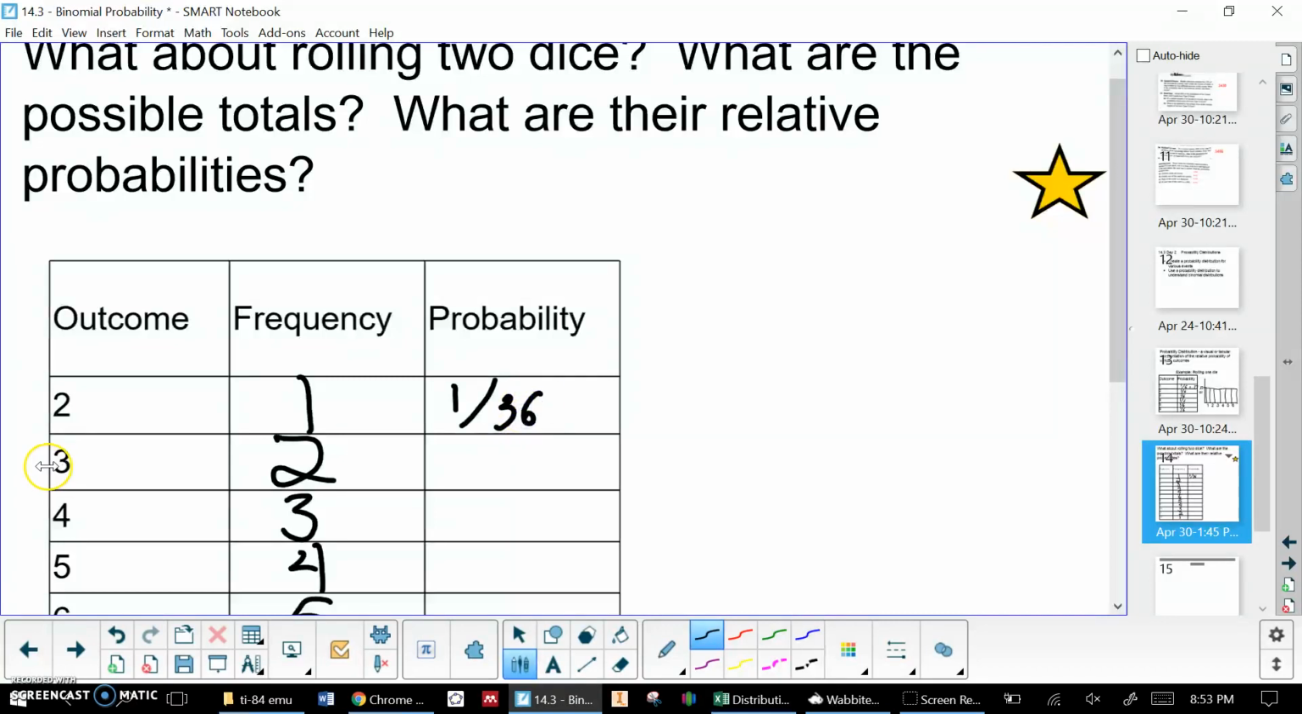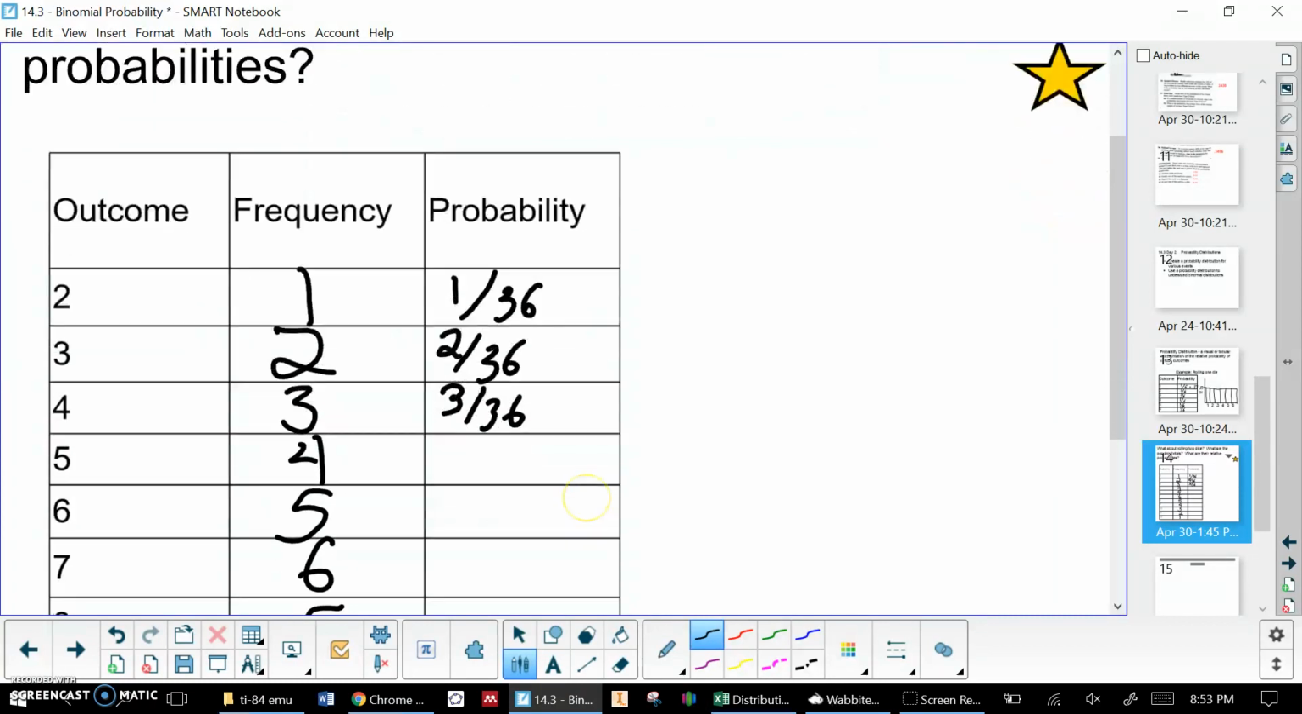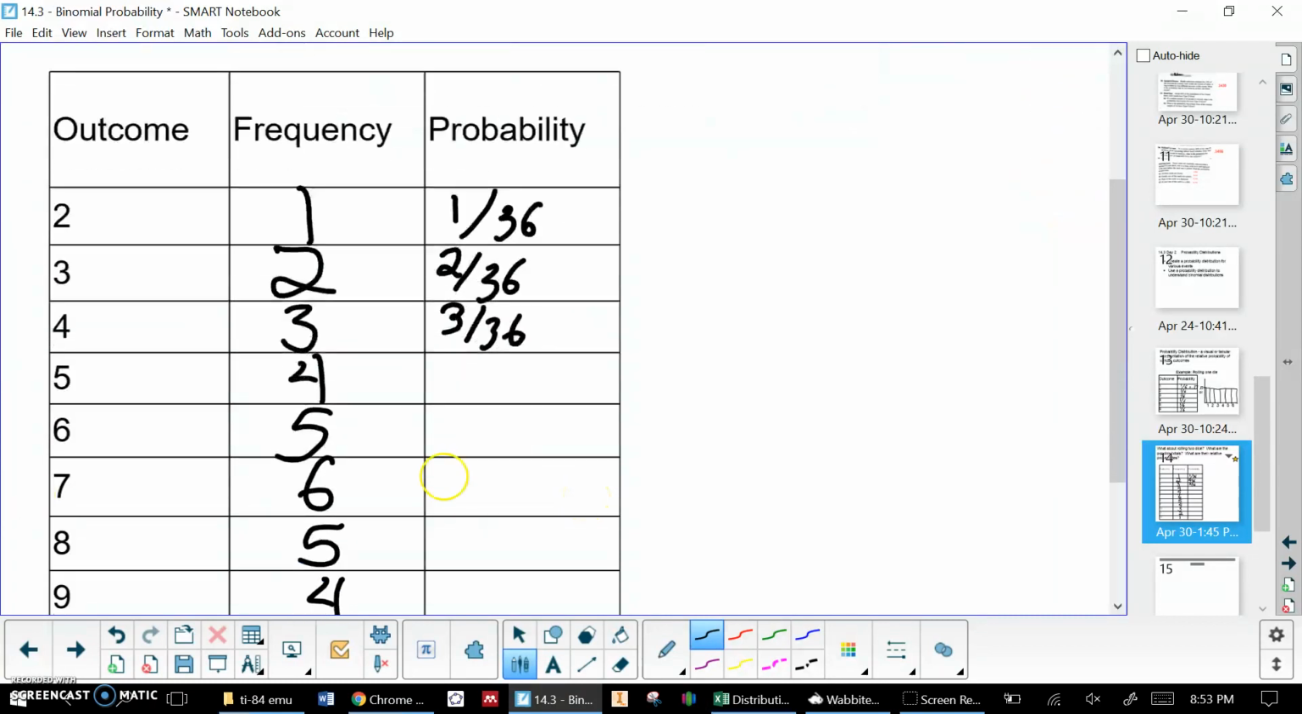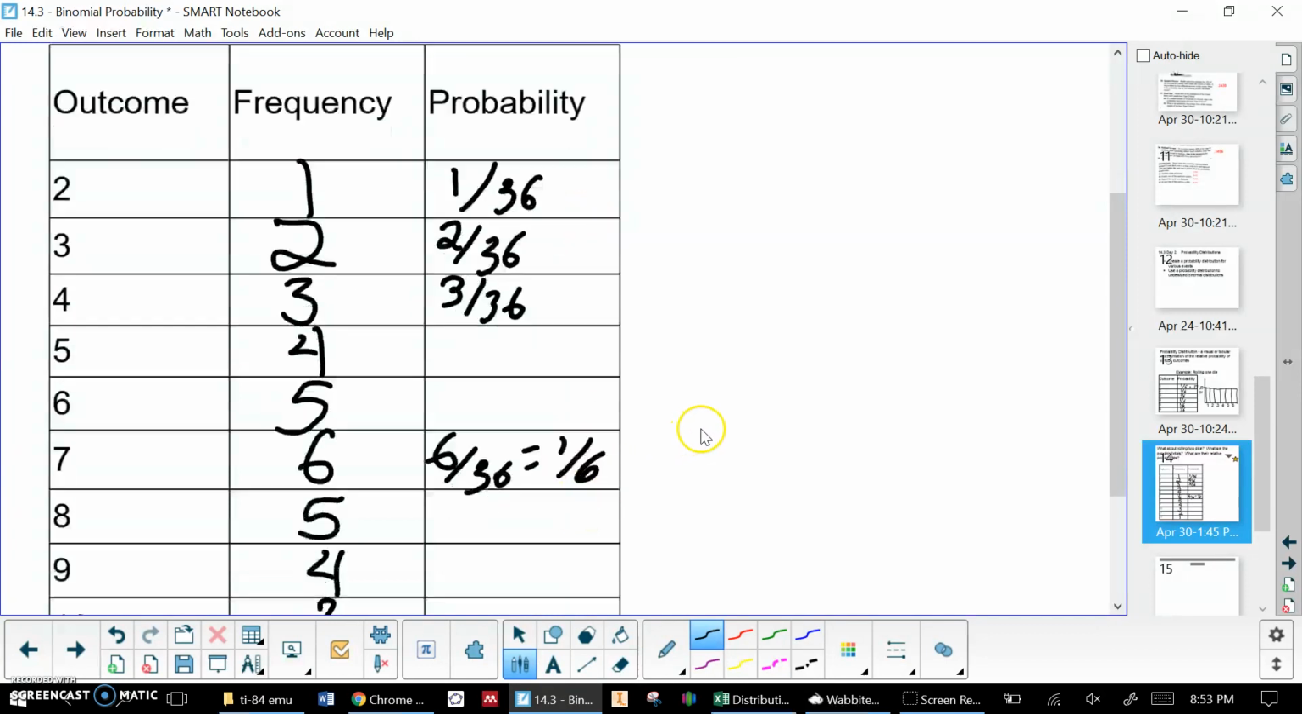For rolling a 3, 2 out of 36. For rolling a 4, 3 out of 36. And so on and so forth, all the way down. The chance of rolling a 7 is actually 6 out of 36, which is a 1/6 chance. Compare that to a 1/36th chance of rolling a 2. You're way more likely to get a 7 when you roll 2 dice.